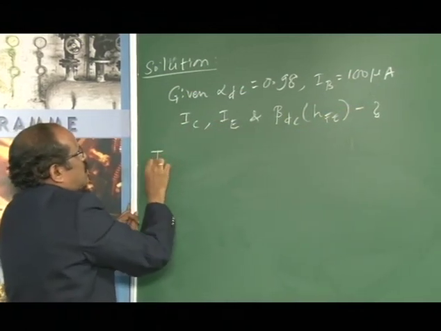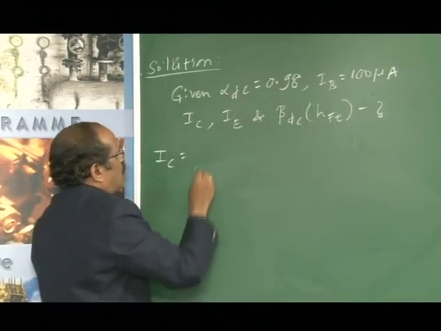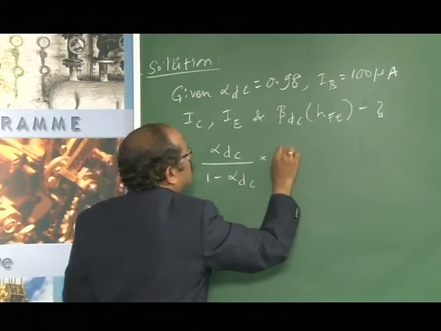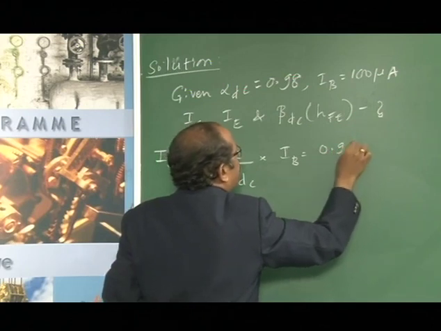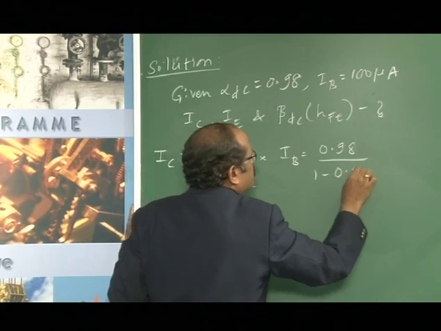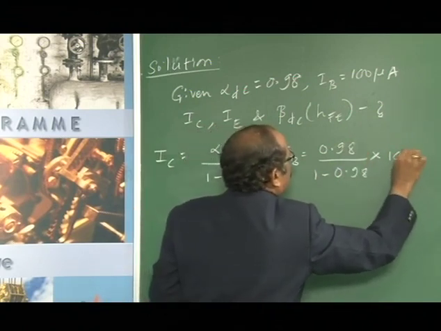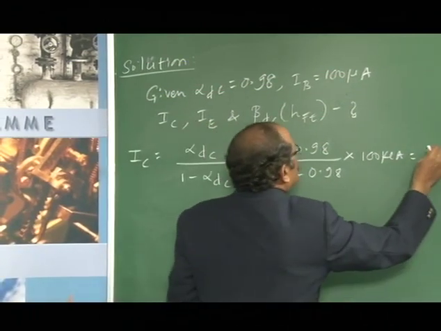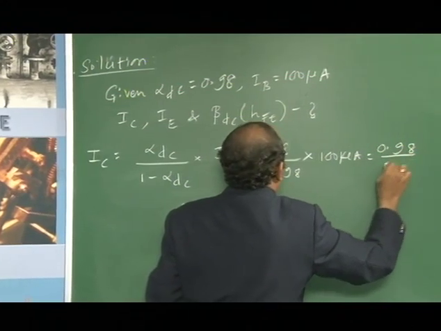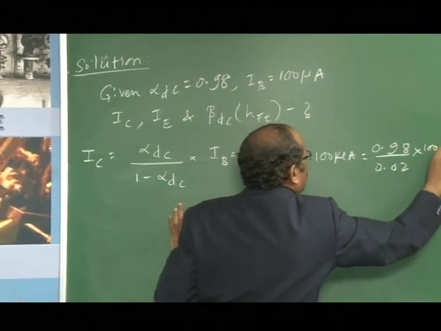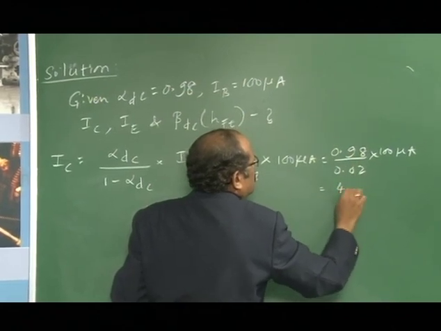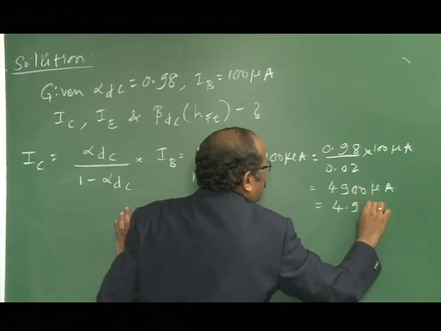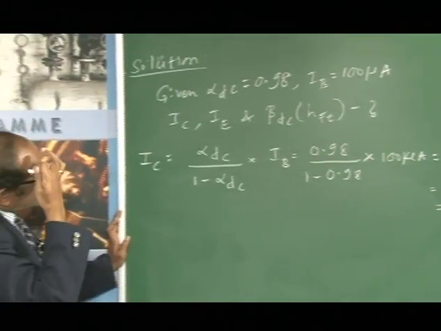So what is the answer? We know IC in terms of alpha DC and IB. It can be given as alpha DC divided by 1 minus alpha DC, into IB. Substituting, this is 0.98 divided by 1 minus 0.98, into IB, where IB is 100 microamperes. So this is 0.98 divided by 0.02, into 100 microamperes, which is 49 times 100, that is 4900 microamperes, or 4.9 milliamperes. That is the answer for the collector current.